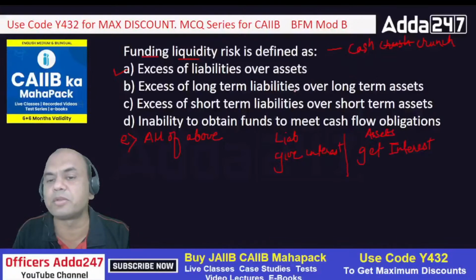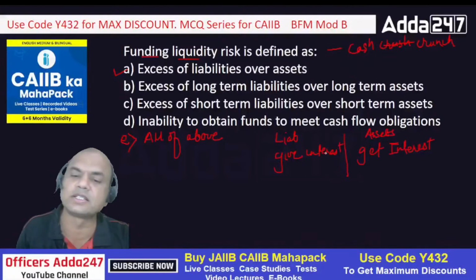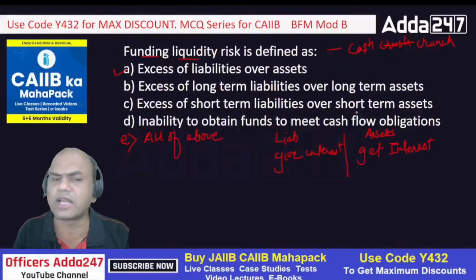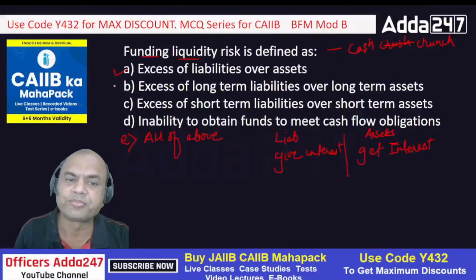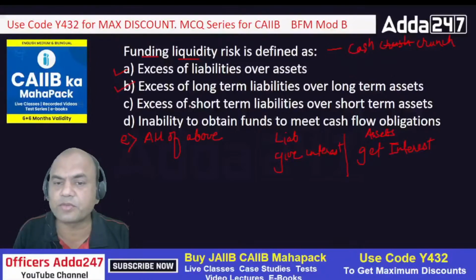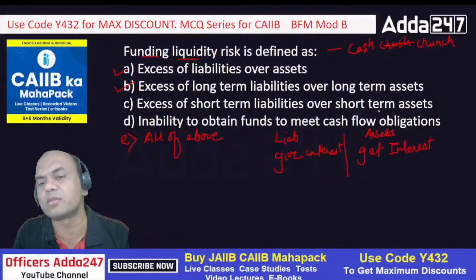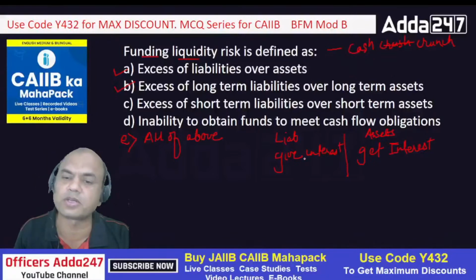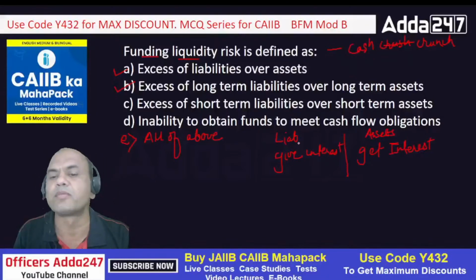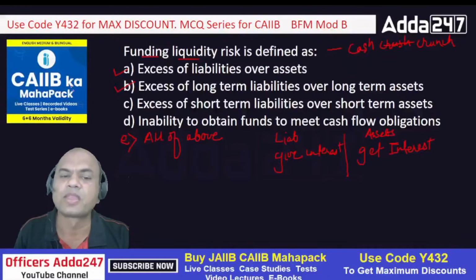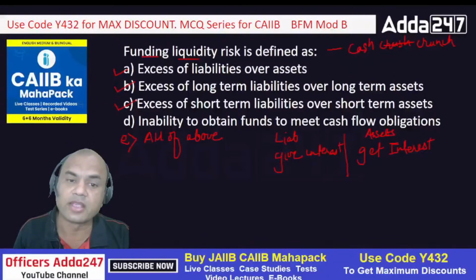Excess of long-term liabilities over long-term assets means this is also long, this is also long. So that can also be the answer, correct? Excess of short-term liabilities over short-term assets. Again, this can be the answer, because short-term liabilities I am having more and short-term assets less, means logic remains the same. Liabilities more than the assets. So C can also be the answer.